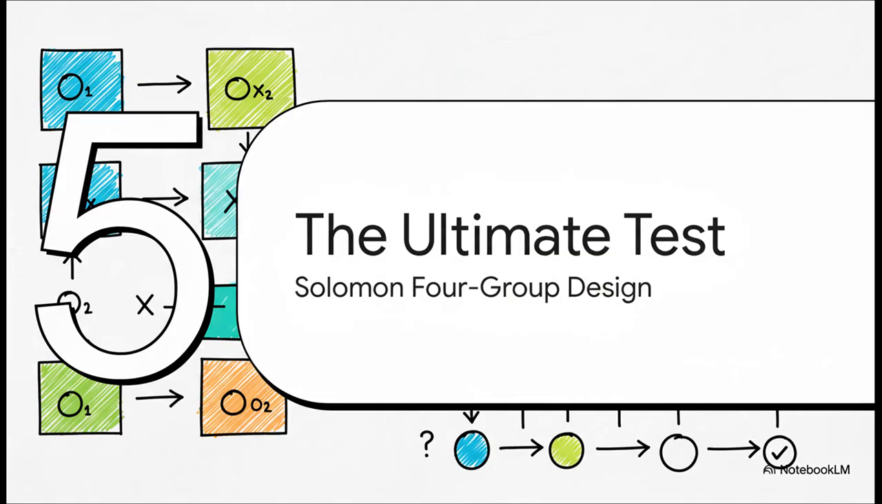All right, time for our final and most advanced tool in the kit. This one is a thing of beauty, and it's designed to solve a really subtle but super important problem in research. It's called the Solomon four-group design.